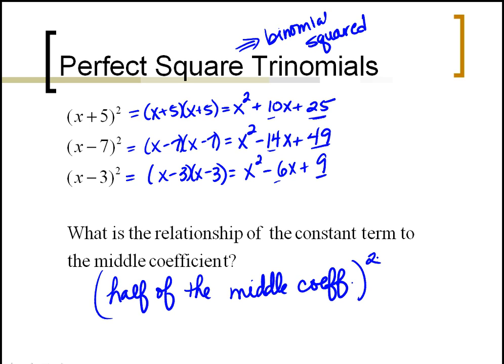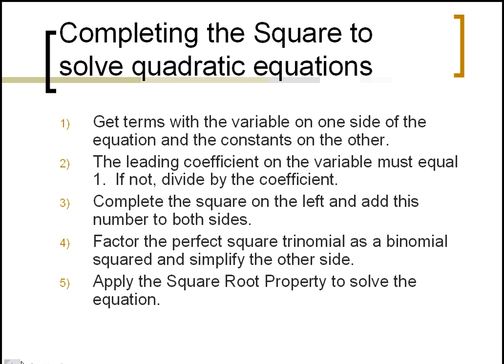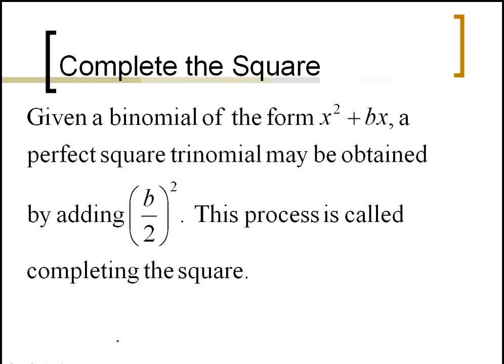Okay? Now, you're saying, why do I need to know that? Because what's going to happen is you're going to be given a binomial, really in the process of solving this equation, that you've got to transform into this perfect square trinomial. So if I have a binomial of the form x squared plus bx, that plus can be plus or minus depending on what b is, the perfect square trinomial may be obtained by adding half of b squared. And that's the process of completing the square. Let me go back and do some examples with that.